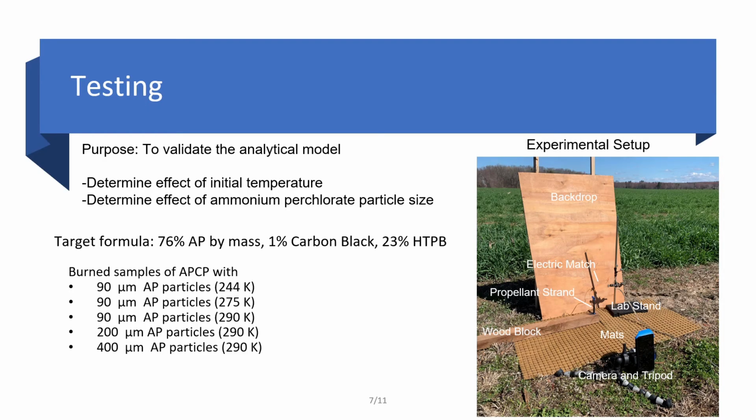The purpose of our experiment was to validate the analytical model. We additionally wanted to determine the effect of initial temperature and AP particle size on the burning rate of propellant. To do this, we burned samples of APCP with 90 micron, 200 micron, and 400 micron AP particles. For the 90 micron samples, we additionally adjusted the temperature to 244 Kelvin, 275 Kelvin, and 290 Kelvin. Our experimental setup is displayed on the right, where the electric match lights the propellant strand, and the whole process is captured on a camera and tripod.